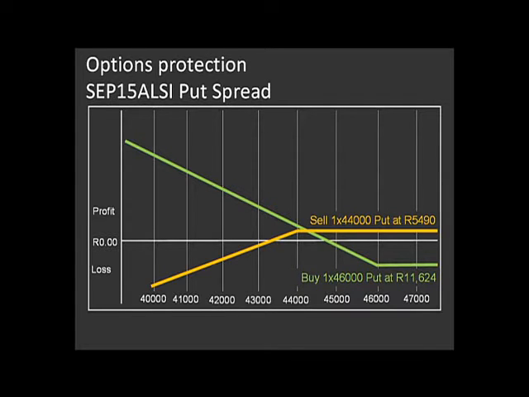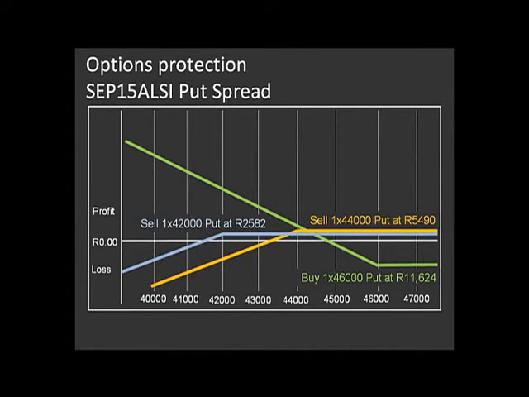So what I did first of all was I sold one 44,000 strike put option, and the price there was 5,490 Rand. So in other words, I received that 5,490 Rand as premium income. All right. And then, of course, that structure will start to lose money if the market starts to track below 44,000. But keep in mind, by that stage, we're already making money on our other 46,000 put.